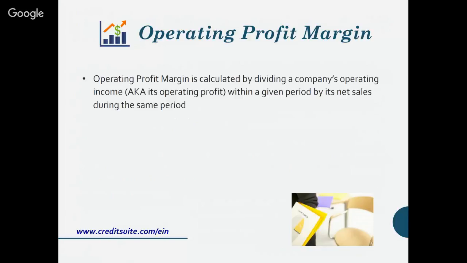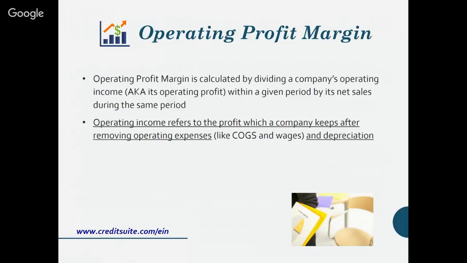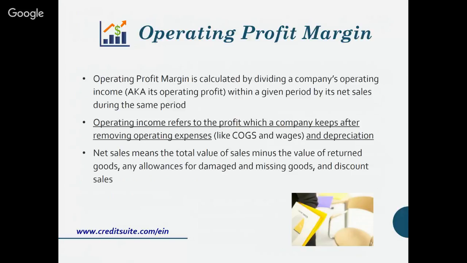Now, an operating profit margin is calculated by dividing the company's operating income, basically its operating profit, within a period by its net sales during the same period. Again, I'm going to show you what this looks like. So operating income refers to the profit which a company keeps after removing all the operating expenses like COGS and wages and depreciation. Net sales means the total value of sales minus the value of returned goods, things that get returned to you, cancellations, etc.